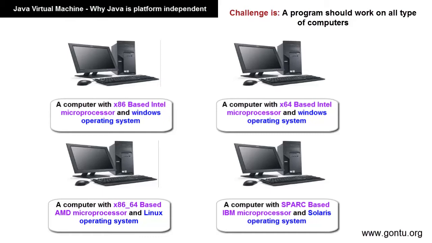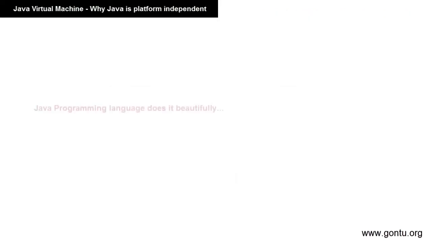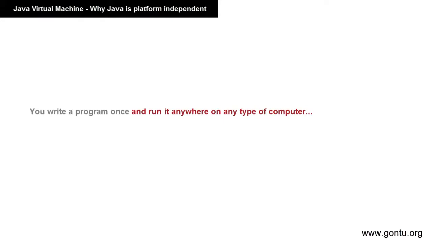You need to invent a programming language such that if you write a program using it, it should be able to run on any different type of computers. That is, computers having different combinations of different microprocessors and different operating systems. Java does it beautifully, and that's what we're going to learn in this tutorial. It says you write a program once and run it anywhere. That is, Java is a platform independent language, meaning a program written using Java programming language can run on any type of computer which Java supports.